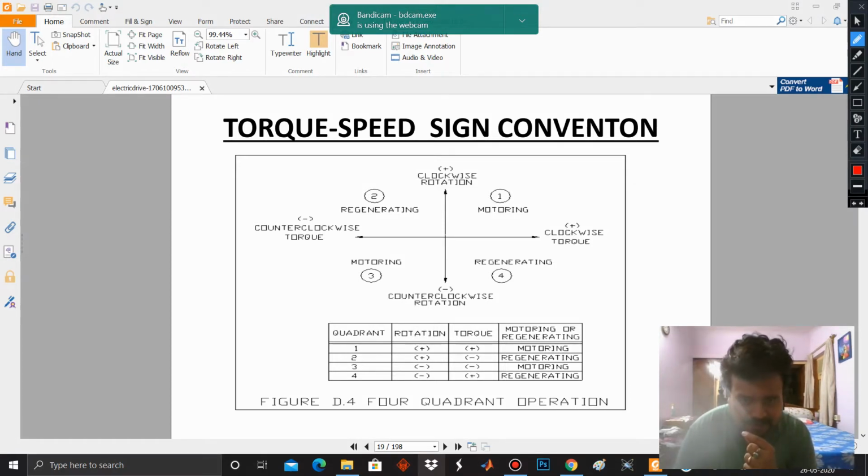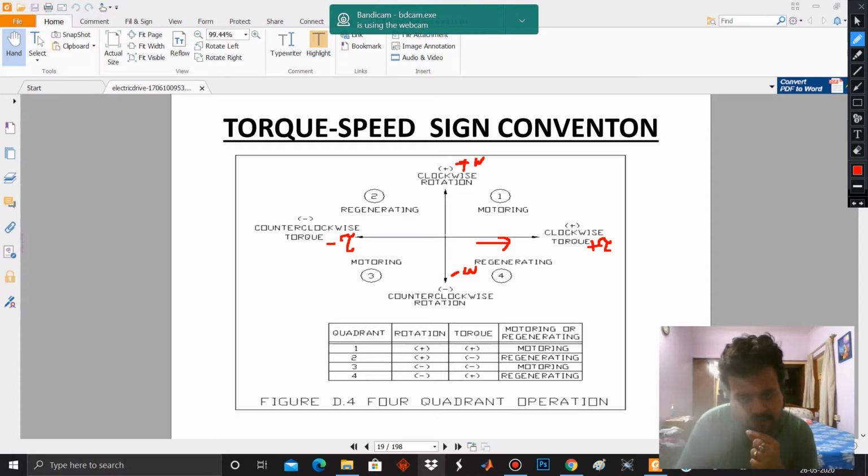So here in the x-axis we are representing the torque as tau, that is plus tau. In the negative x-axis the torque is represented as minus tau. In the plus y-axis we are representing the positive speed as plus omega. In the negative axis we are representing the speed as minus omega. So if we look at the first quadrant, both the torque and speed are positive and the operation is called motoring.